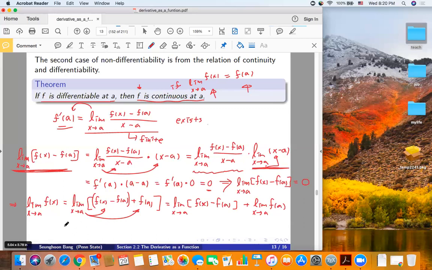So what's that? What is the limit of f of x minus f of a as x approaches a? What's the answer? Do you know the answer to this question? 0? Is it 0? Yes, we have the previous result here, 0. This is 0 plus. What is the limit of f of a?